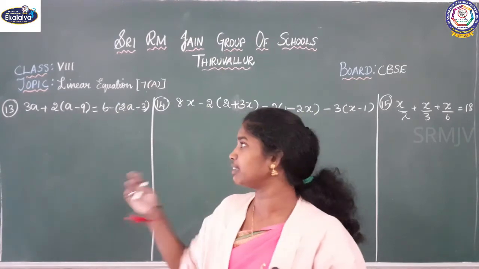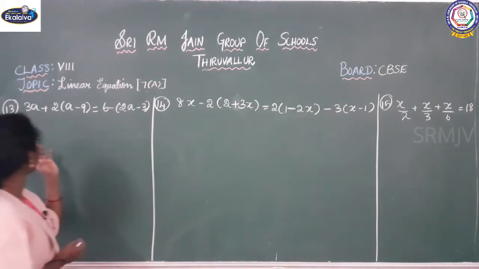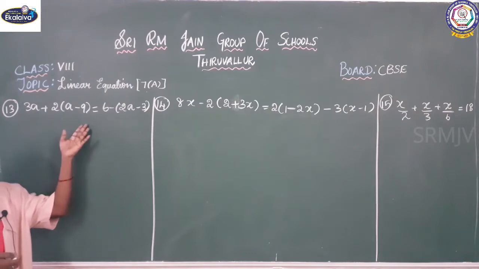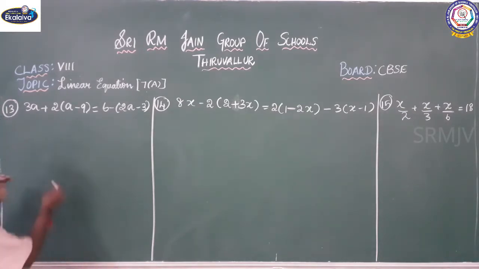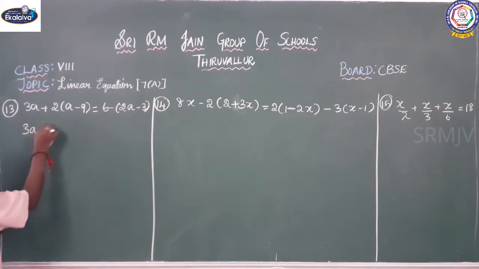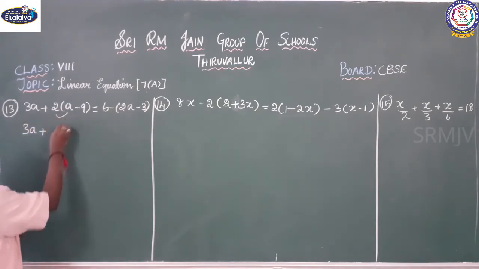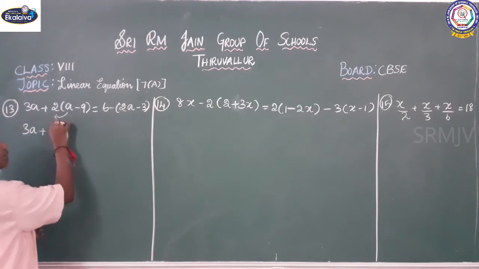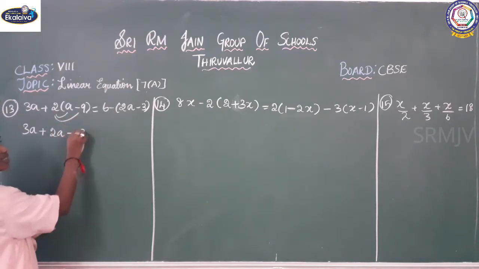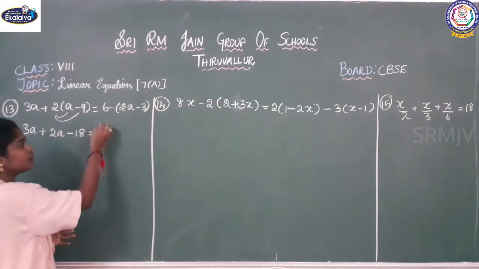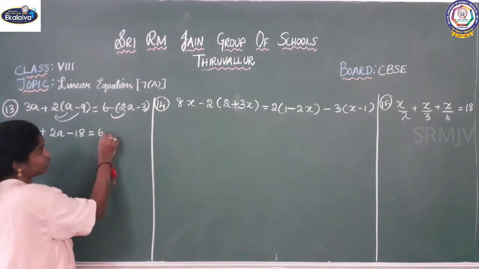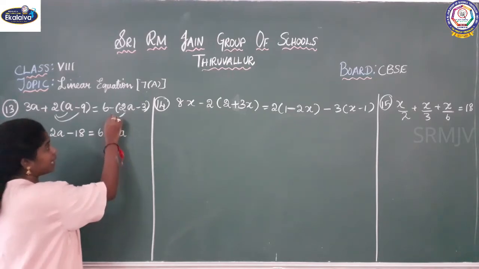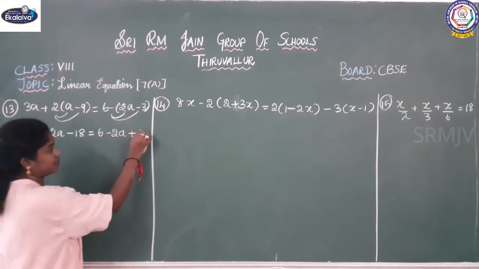Let us see the 13th sum now. 3a plus 2 into a minus 9 is equal to 6 minus 2a minus 3. So 3a, okay, plus 2 into a, 2a, minus 9 into 2, minus 18 is equal to 6 minus 2, minus into 2a, minus 2a, minus into minus 3, plus 3.